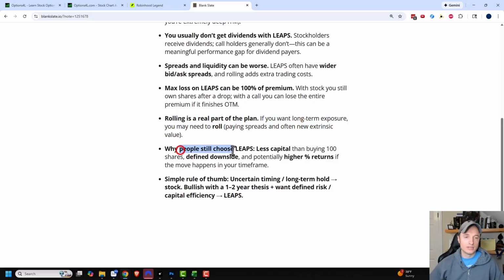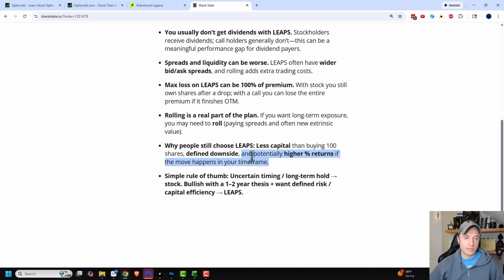Now, why people still choose LEAPS? It's less capital than buying 100 shares. There's defined downside and potentially higher percent returns if the move happens in your time frame. And we'll see that in a practical example in just a second here.